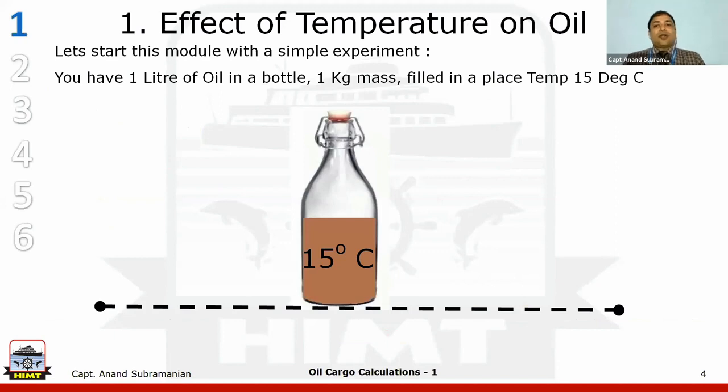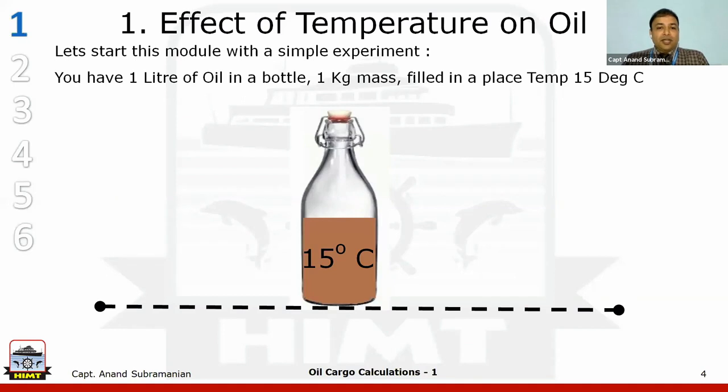Okay, so let's go ahead with the first part of the oil tanker calculations. We look at the effect of temperature on the oil. Now, before we start the module, let us do a simple example. With this example, the whole fundamentals will be clear as to why we go about doing all these calculations. Let us start this experiment with a simple 1 liter of oil in a bottle.